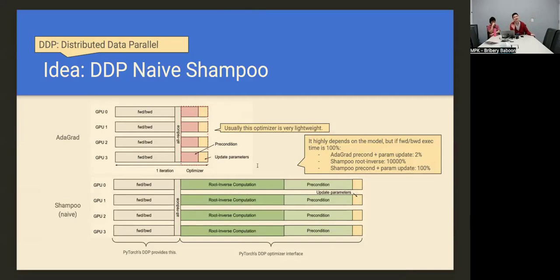However, for Shampoo, it will be completely different. If we just run Shampoo as it is, by taking some implementation from the algorithm researchers, this dark green part, the root inverse computation, will be 100x larger than forward and backward. And this preconditioning part is almost the same as forward and backward. So if we run these on every rank, it will be super expensive, which is not tolerable.